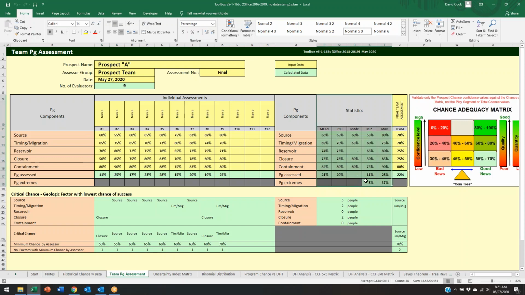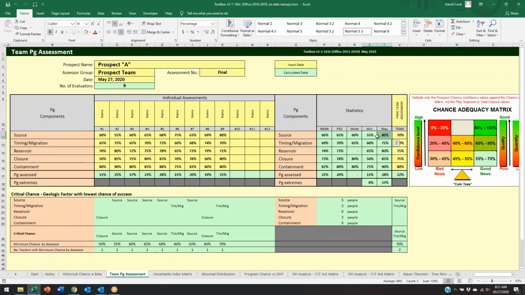To the right in these green cells, we're reporting for each of the components and for the piece of G overall, what are the mean, the P50, the mode, and the min and the max associated with each of those. Of course, what we teach in the 5-day is that when you have a wide disparity between estimates for a particular component. Here in this example, there was one person who saw the probability of source as low as 55, one as high as 80%.